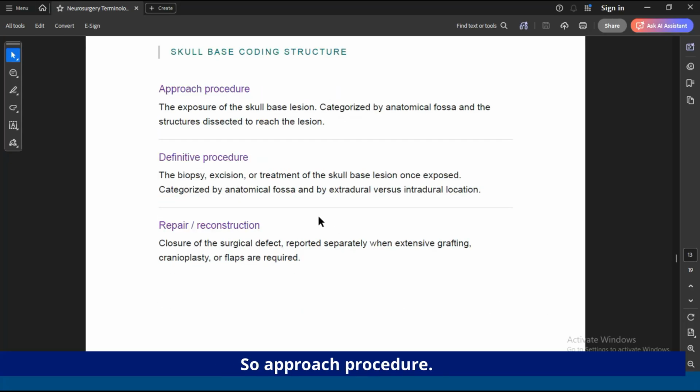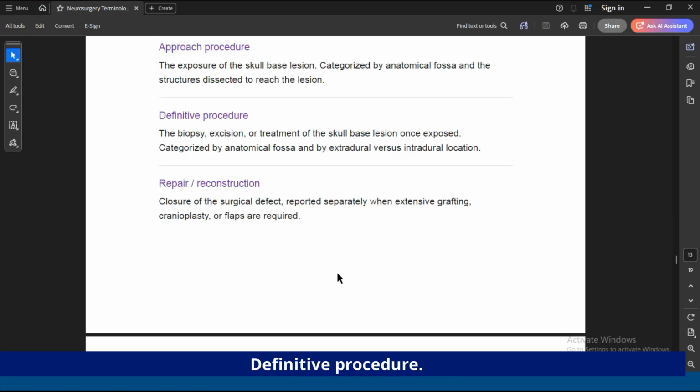So approach procedure. The exposure of the skull base lesion categorized by anatomical fossa and the structure dissected to reach the lesion. Definitive procedure. So biopsy, excision, treatment of skull base lesion once exposed, categorized by anatomical fossa and by extradural versus intradural location. Repair reconstruction. So closure of the surgical defect reported separately when extensive grafting, cranioplasty or flaps are required.